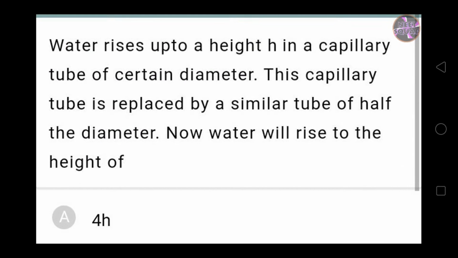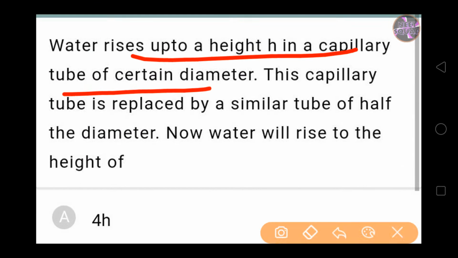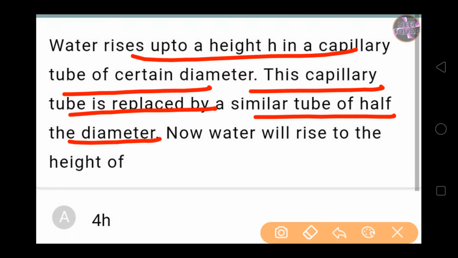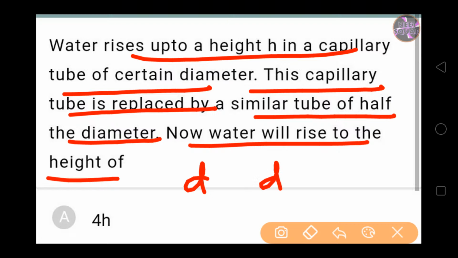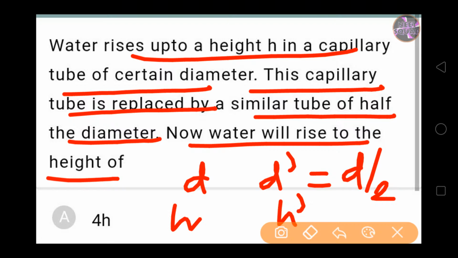So water rises up to a height of h in a capillary tube of certain diameter. This capillary tube is replaced by a similar tube of half the diameter. Now water will rise. So initially d, then d dash is going to be d by 2. Initially height is h. What is height h dash? This is the question.